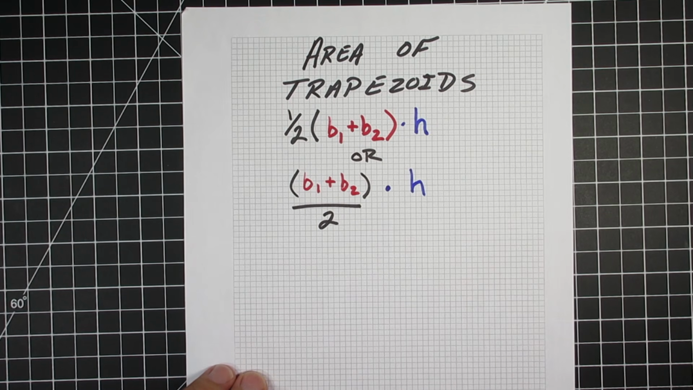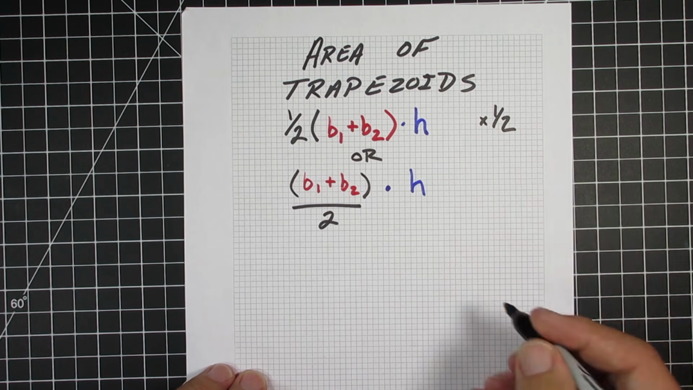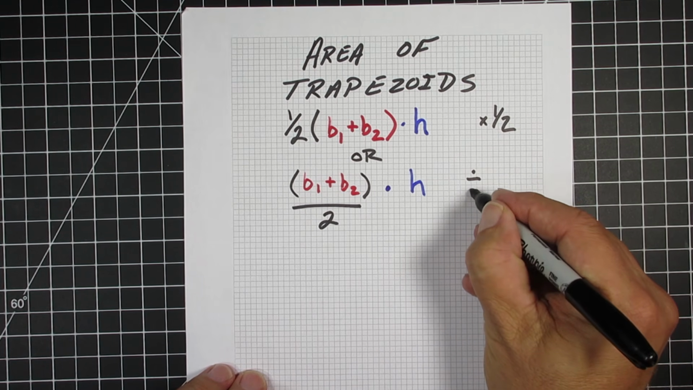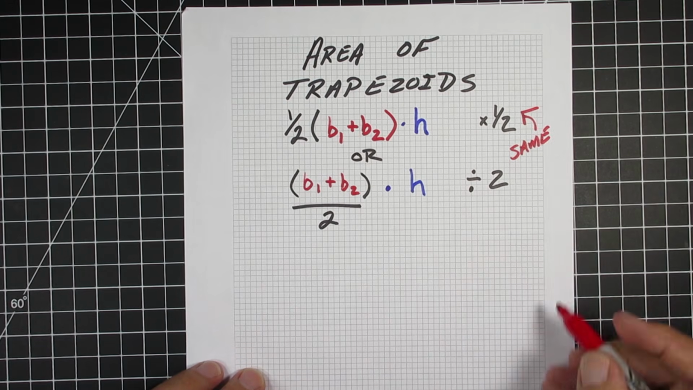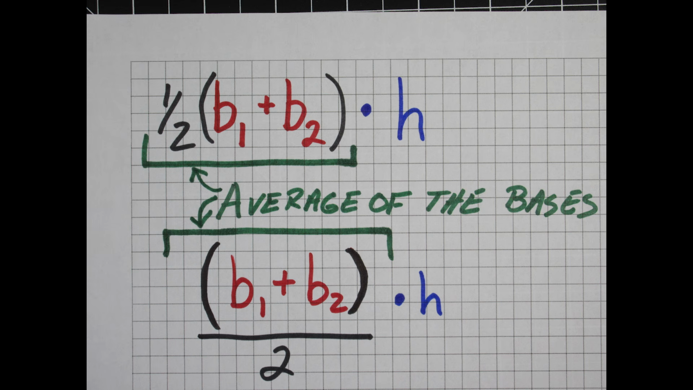The thing you have to remember here is when we multiply by 1/2, and when we divide by 2, it's the exact same thing. Our answer will be the exact same. It doesn't matter. It's helpful to understand that in these two formulas, the 1/2 times base 1 plus base 2, or base 1 plus base 2 divided by 2, both of these are basically asking you to find the average of the two bases. You could think of it as the mean or the median, it doesn't matter. So you're just trying to find the average of those two.